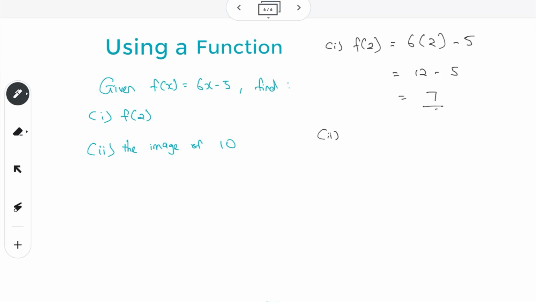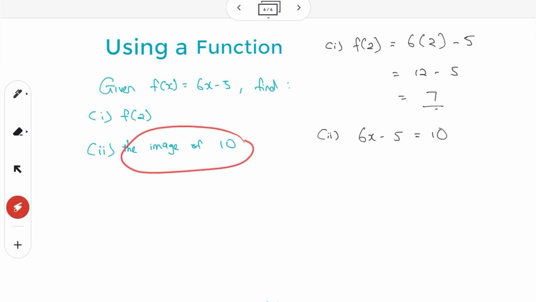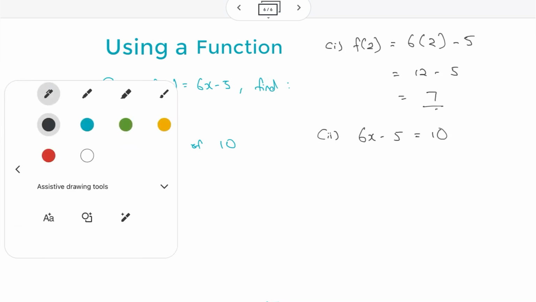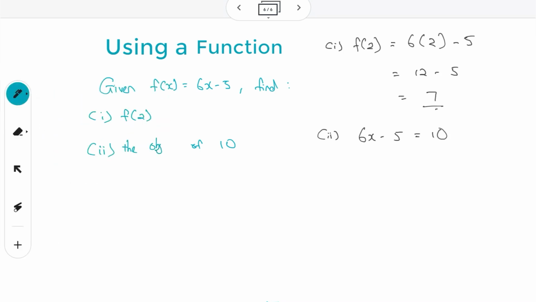The second question is essentially the same thing, however, we're going in the opposite direction. Here, they're giving us the final value, and we have to find what the number inside the function is. Right? So this is very simple. All we have to do is rewrite the equation 6x minus 5, and that will equal to 10, because that is what the question tells us. Oh, I'm sorry, there's a mistake in this question. It's supposed to be the object of 10.